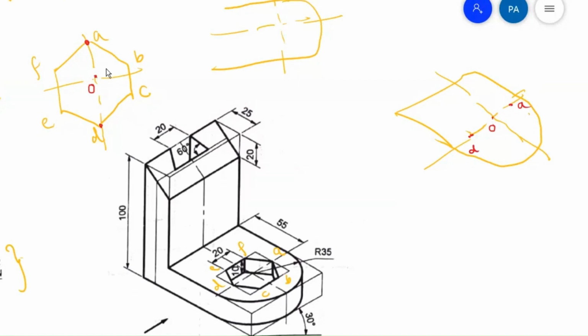Now how to obtain these points F and E? In order to obtain points F and E, I will mark 2 points. Suppose this is P and this is Q. Which is P? This is P. This is Q.